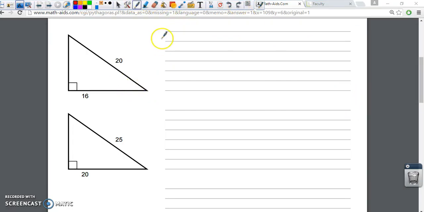Alrighty, so again we start with the formula. A squared plus, that's an A, not a 9. Please remember my handwriting is sloppy. You guys get the idea. Okay, A squared plus B squared equals C squared.